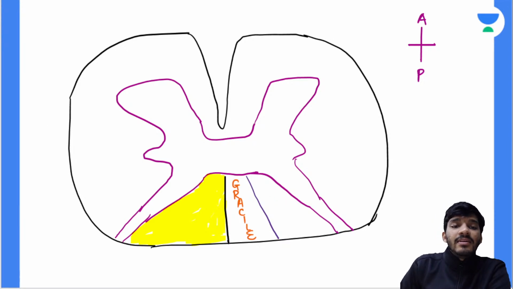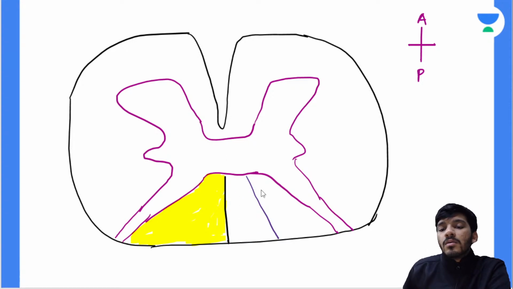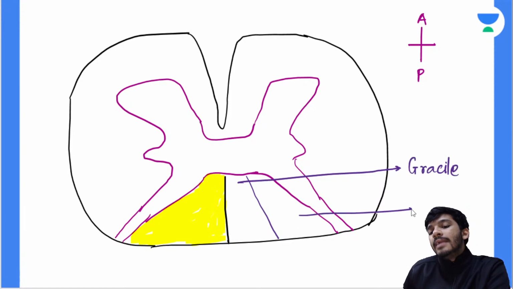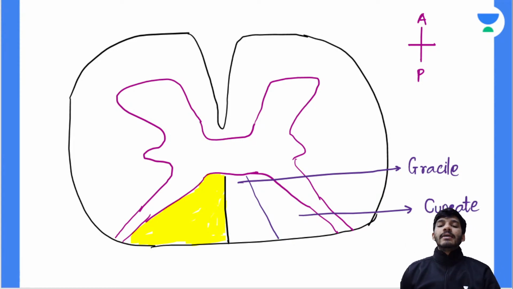It's better if I write it outside. So there is a gracile fasciculus and there is a cuneate fasciculus. Okay, so the gracile fasciculus will go to the gracile nucleus, the cuneate fasciculus will go to the cuneate nucleus, right? So there are two fasciculi, gracile and cuneate. The gracile one is medial and the cuneate one is more lateral. Okay, what does that mean?